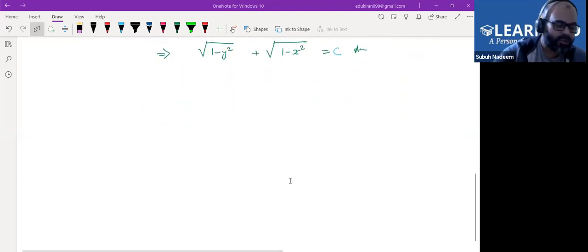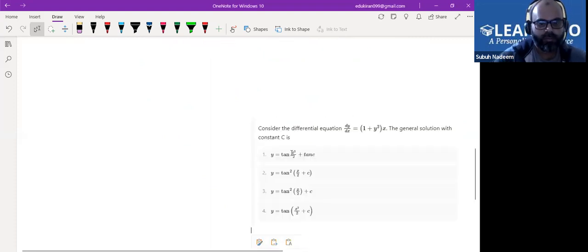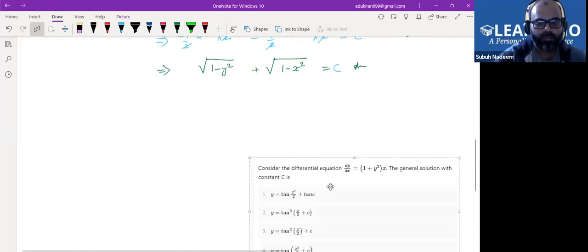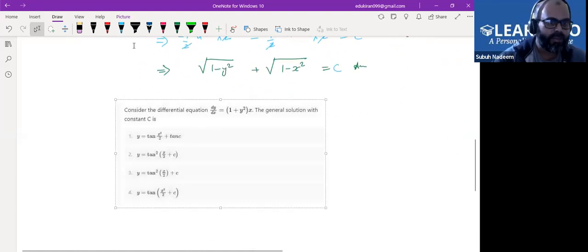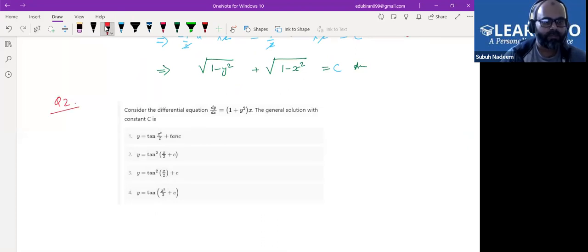Let us come to the next question. This is also on the variable separable method. Here it is not so difficult to separate the variables. You can easily see how you can separate them.